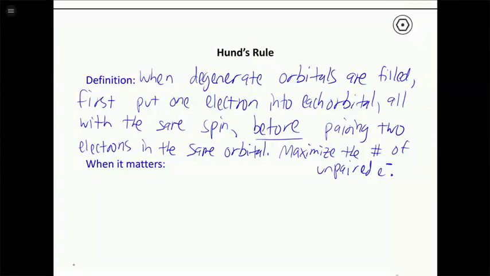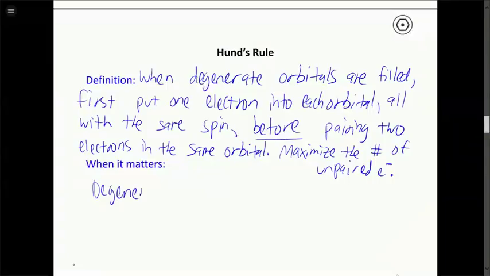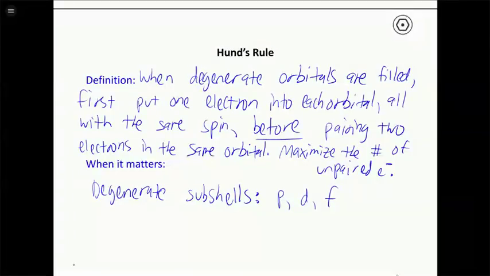Now the other thing to think about is when does it matter? It really only matters for the three subshells that have degenerate orbitals. So F subshells only have one orbital in them, so you don't have to worry about degeneracy. But if we're filling electrons into a P, D, or F subshell, we have to make sure we keep Hund's rule in mind. And it really only matters if they're partially filled.